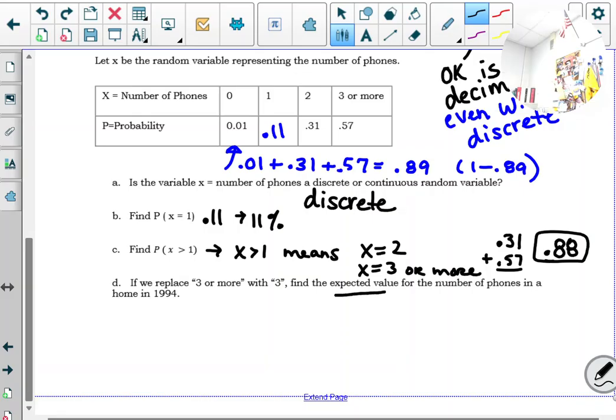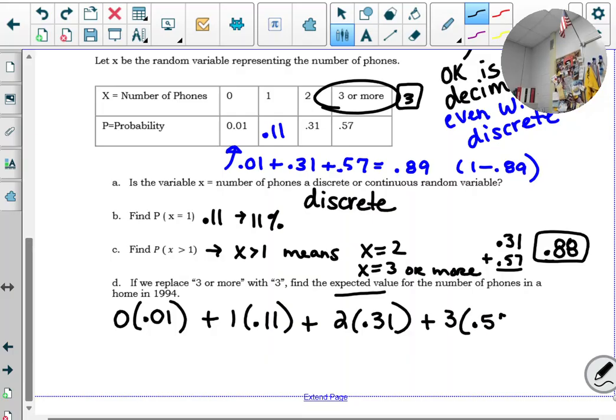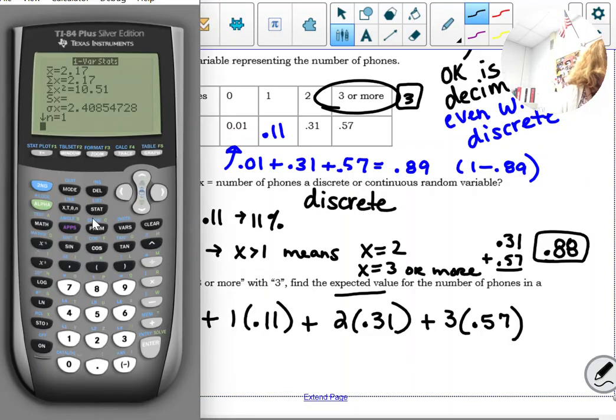And then expected value: what would be the average number of phones we would expect? Well, 0 times 0.01, if we were going to do this by hand. 1 times 0.11. 2 times 0.31. And then when it's 3 or more, we usually decide to just use the low end, so I just use 3 for that. So I can do it that way and do that calculation.